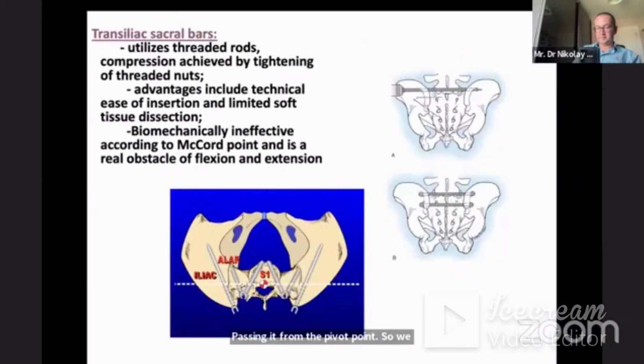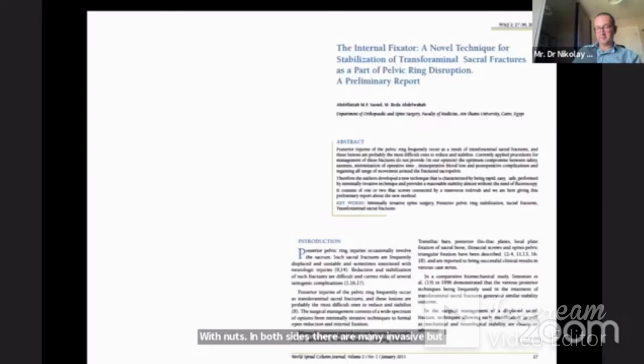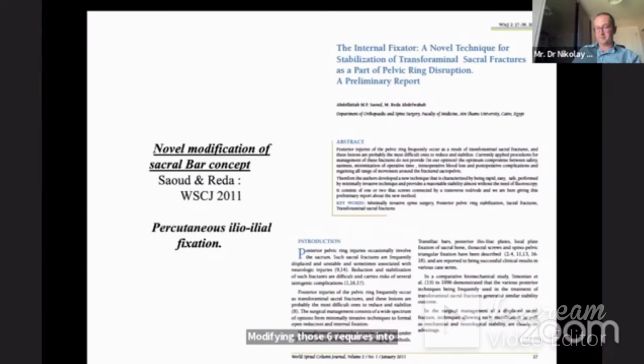These are the old sacral bars with nuts on both sides. They are minimally invasive, but completely posterior to the pivot point, so they usually failed. So this is the most innovative part that I've done with the fractures around this area: modifying those sacral bars into bars that are connected to iliac screws. In this way, the iliac screws pass in front of the pivot point and completely embrace the pelvis, and this made a lot of change.